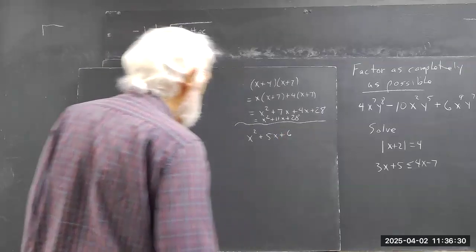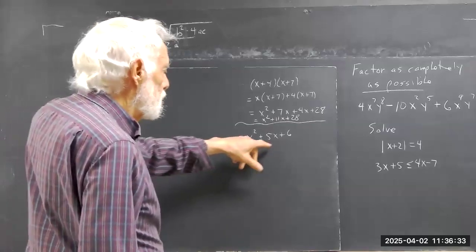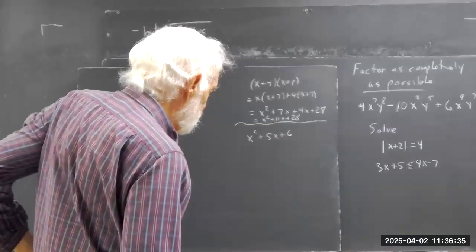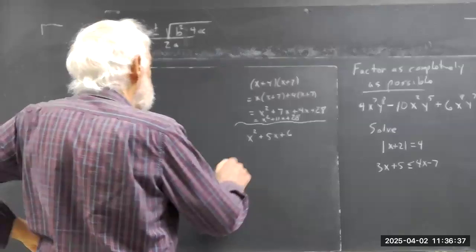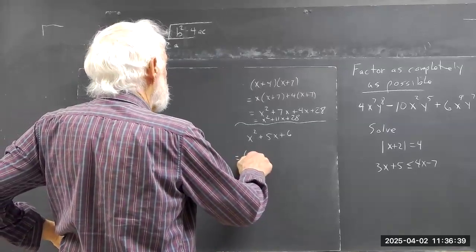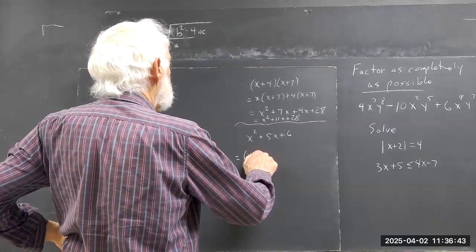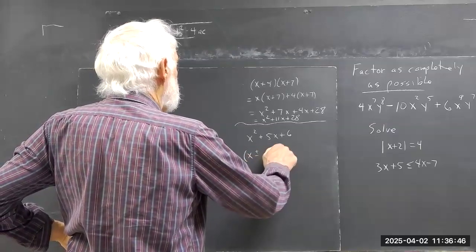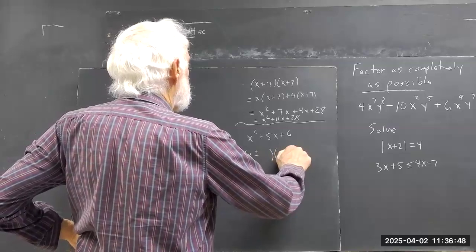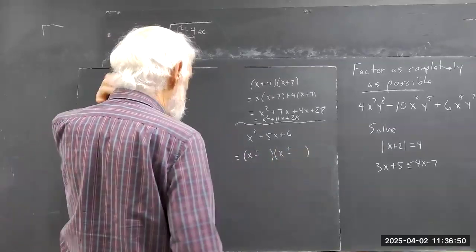Now let's start with one of the easier ones. X squared plus 5x plus 6. We suspect that that's equal to x plus something or maybe minus, times x plus or maybe minus something else.